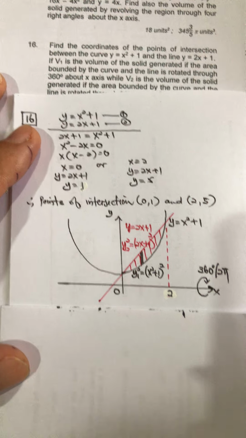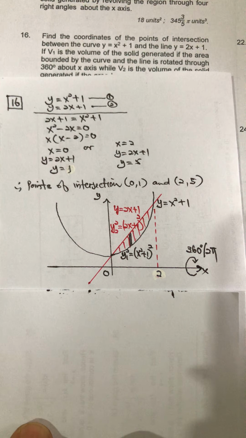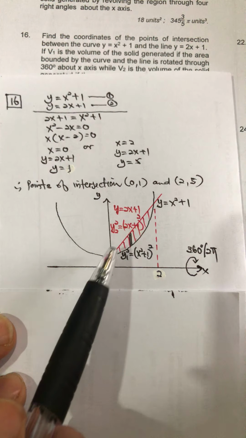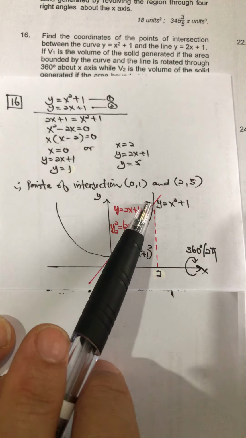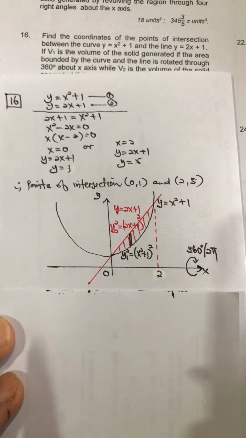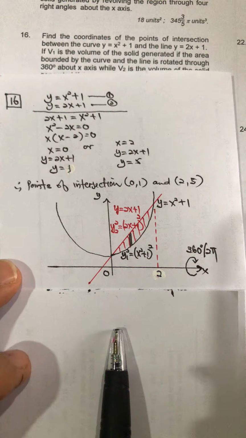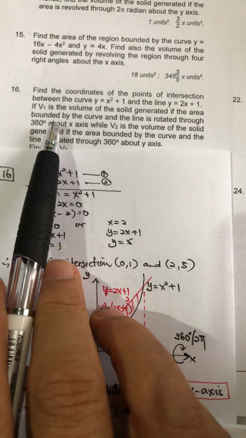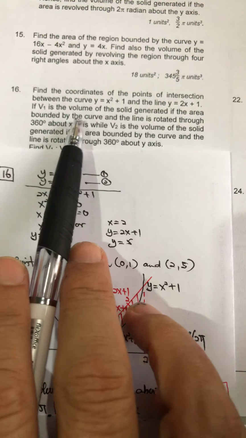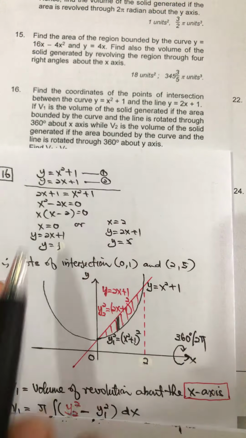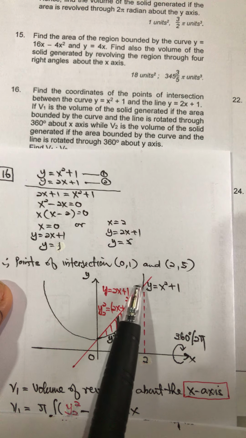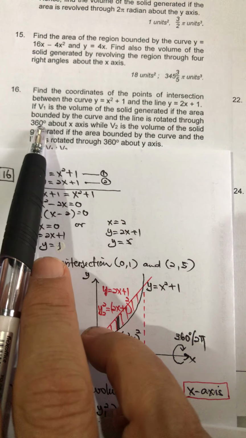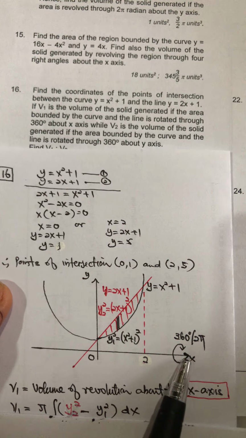So you get something like this. Now, the parabola and the straight line, and the points of intersection are (0, 1) and (2, 5). So now what do we want to do? We want to find V1. What is V1? V1 is already stated in the question. It is the solid generated if the area bounded by the curve and the straight line is rotated 360 degrees about the x-axis. So you rotate about the x-axis.